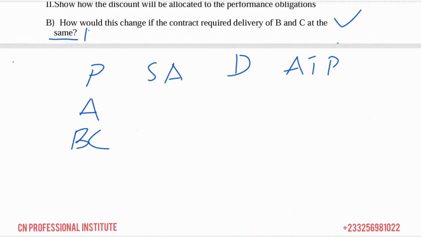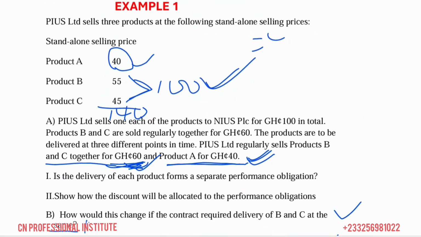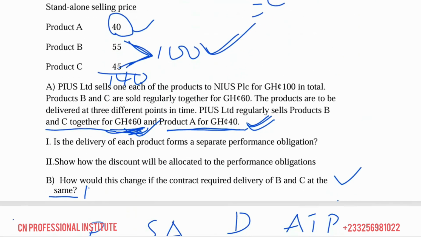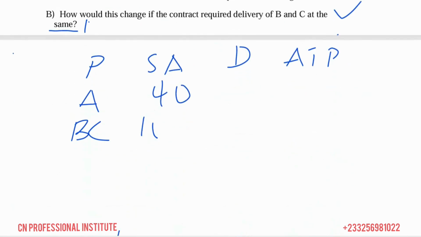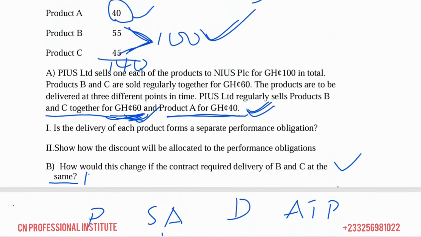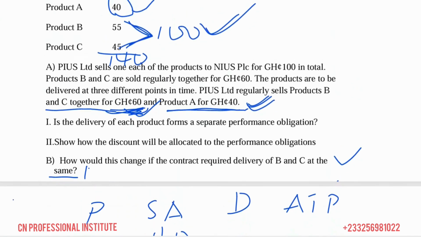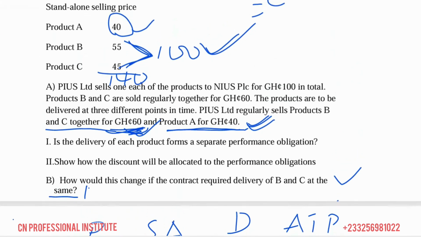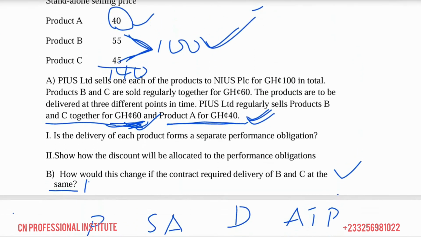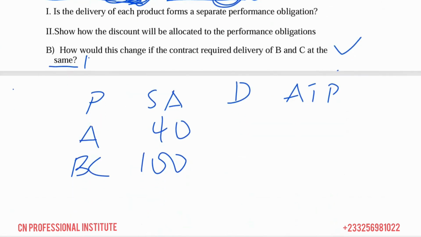Then the standalone price for A is 40. Then B and C, sum them: if you sum the standalone selling prices, we have 100. So here is 100. And we said again from the question, A will not attract a discount because the standalone selling price of A is 40, and A is usually also sold for 40. Are you following? Standalone price 40, usually sold for 40. So A will not attract a discount.